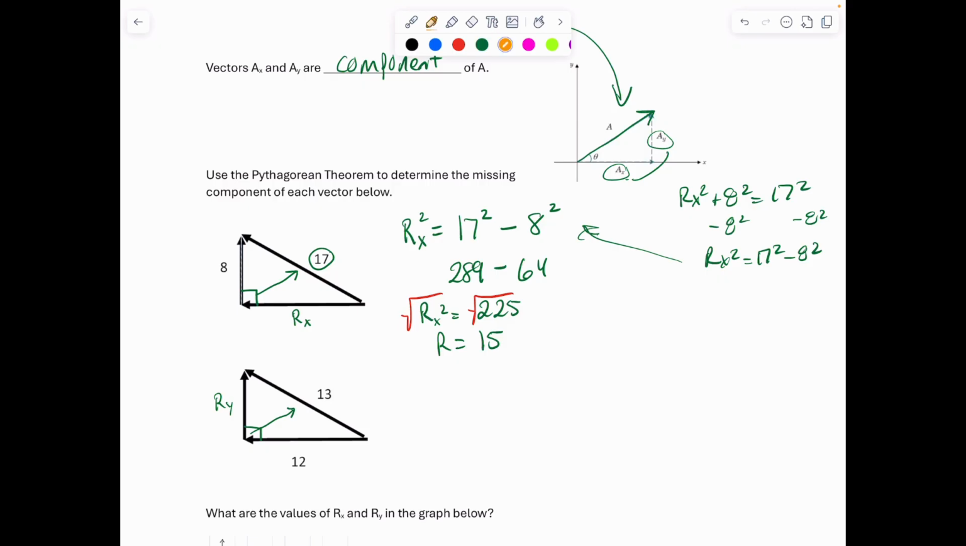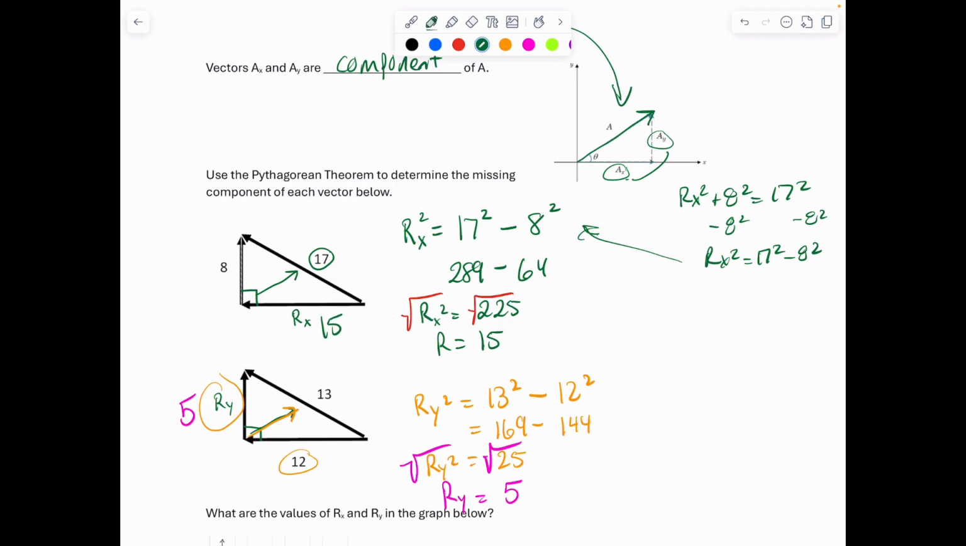For my next one, I once again can see I have my r of y squared this time, right? It's going to be equal to my hypotenuse squared, 13 squared, minus this other leg squared. So 13 times 13 is equal to 169. 12 times 12 is 144. So 169 minus 144 equals 25. So my r of y squared is 25. And once again, I'll take the square root of both sides so that r of y equals simply 5. And so this value here is 5, and this value over here would be 15.